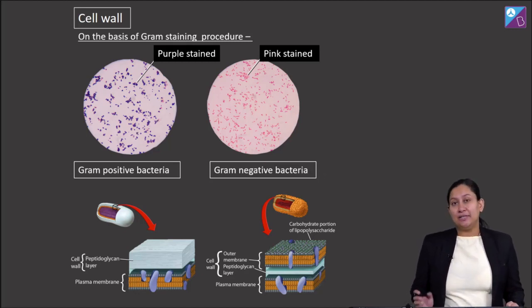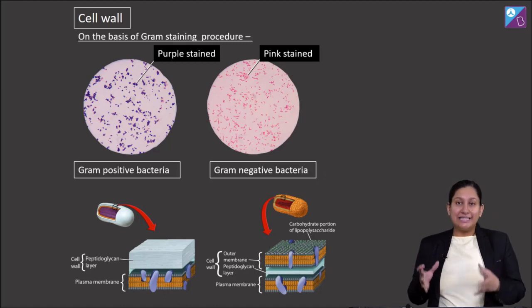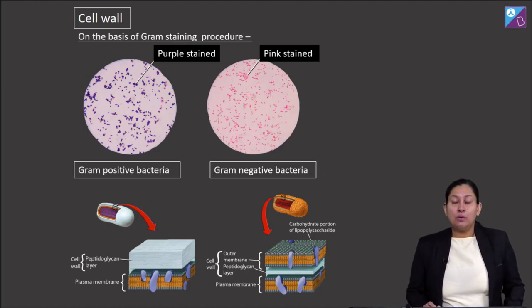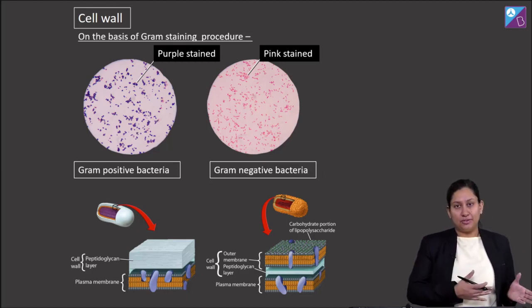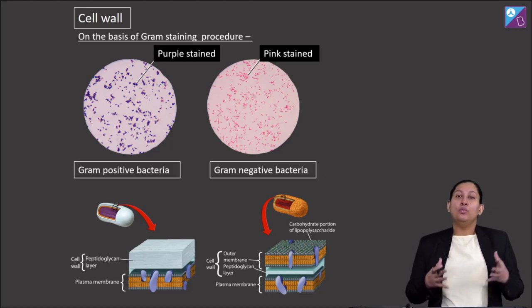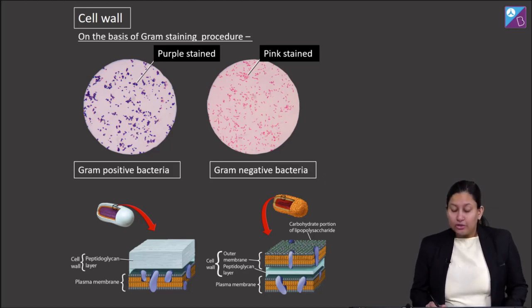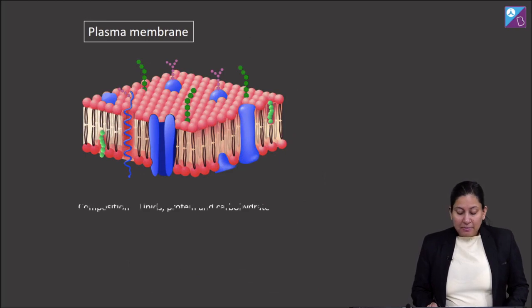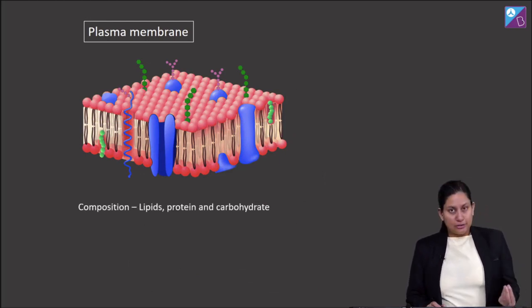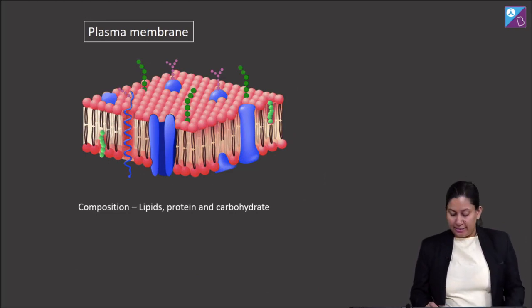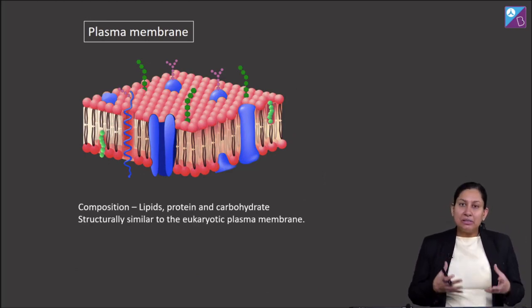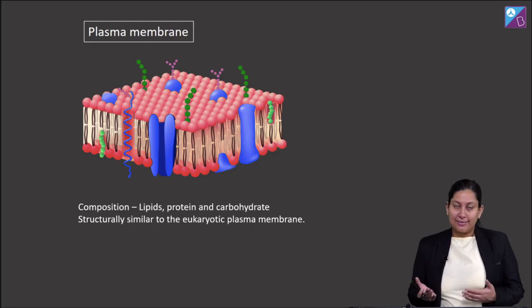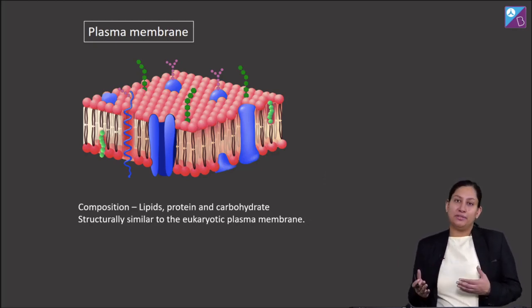One more unique feature that we can visualize over here is that in Gram negative bacteria, an outer lipid membrane is also present, which makes this bacteria different from the Gram positive one. So this is how we are differentiating. So now let's move ahead to the third component of cell envelope, which is plasma membrane. Plasma membrane is composed of lipids, phospholipids, proteins, and carbohydrates. And they are structurally similar to the plasma membrane of eukaryotic cells as well. So these are the three components of cell envelope.